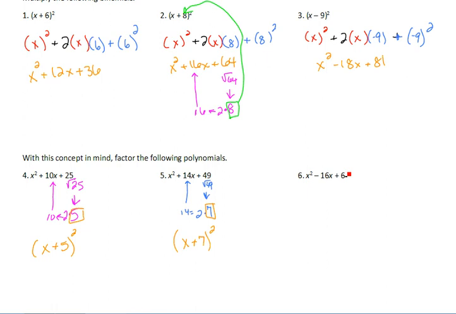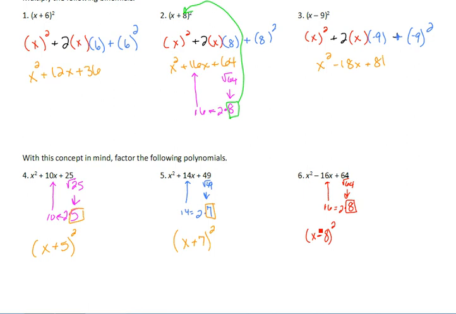All right, last one. I notice that I do have a perfect square, so I'm going to go ahead and test this. Square root of 64 is 8. 8 times 2 is 16. So that does work. The only difference is that subtraction sign. So if our middle term has a subtraction sign in there, if our middle term is negative, I know that we're going to have a negative here. So 8 is the number I'm using.